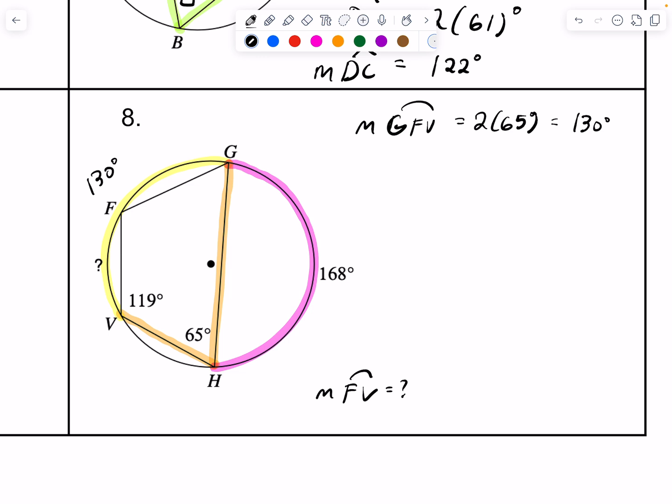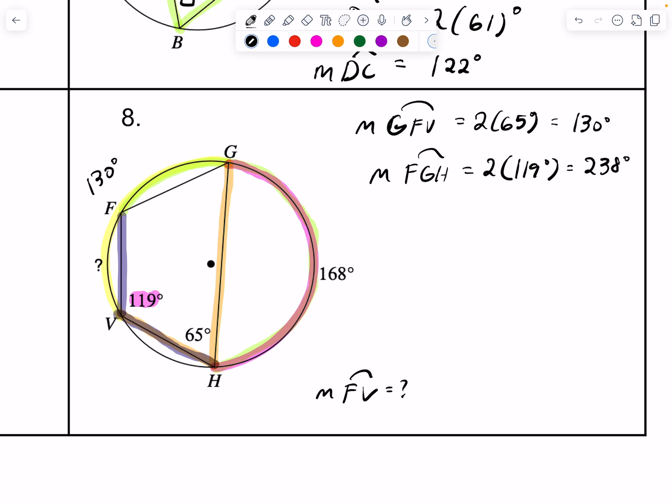Now, when I look at this other angle they gave me, this 119 degrees, if I try a different color, they're going to overlap, it's just going to be what it is. But if I look at this angle right there and look at the intercepted arc from that, arc FGH, the measure of arc FGH is going to be 2 times 119 degrees, which is going to be, what's that, 238, I believe.